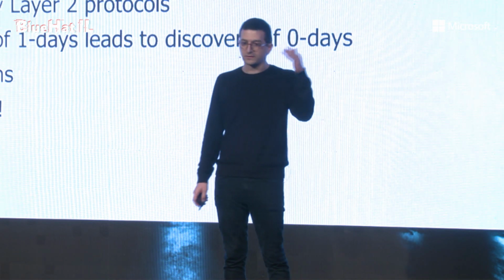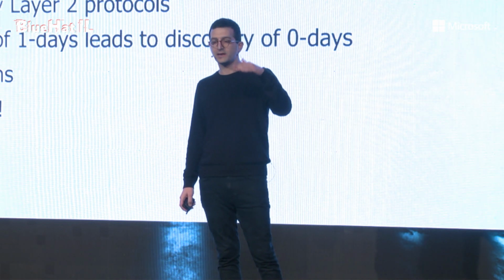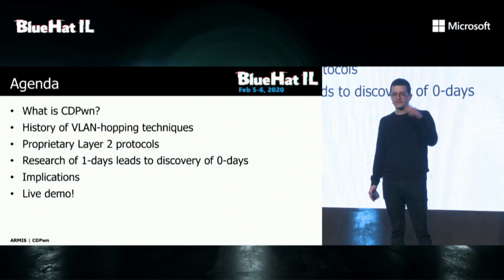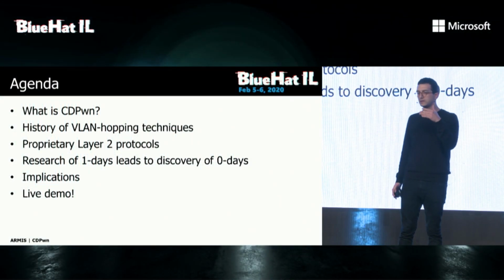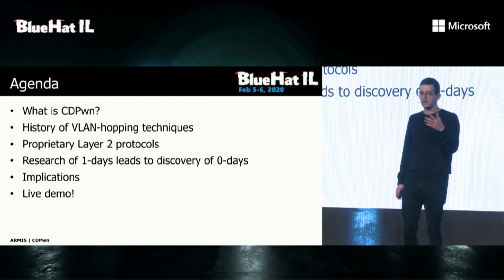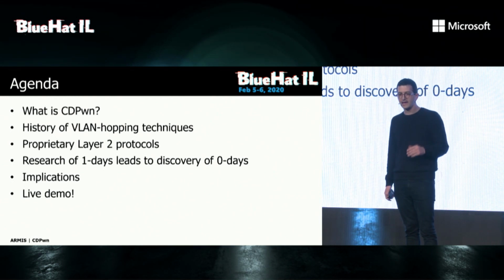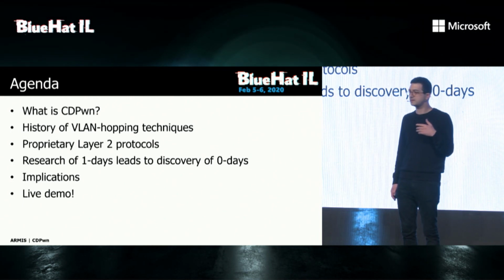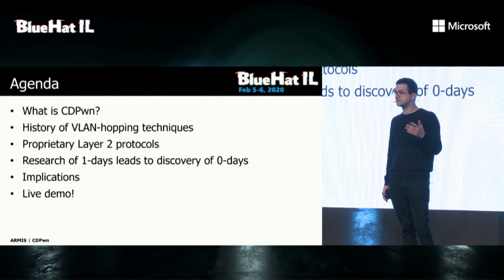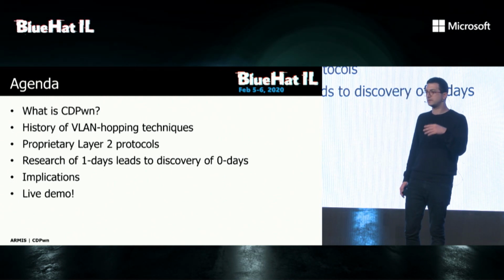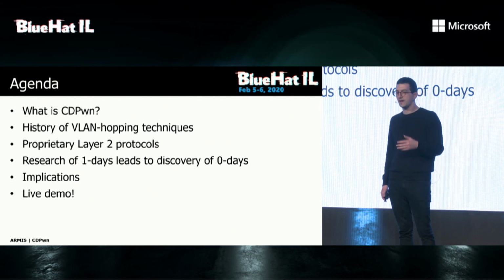Today we're going to cover, at the beginning of the talk, what we actually found, what is CDPwn. As I mentioned, part of why we looked at this in the first place was to understand network segmentation better, to understand whether it's secure and whether we can poke holes at it. So we're going to cover a bit about the history of VLAN hopping techniques. How are attackers doing this? What are the known techniques? And how does CDPwn come into that field and add something new?